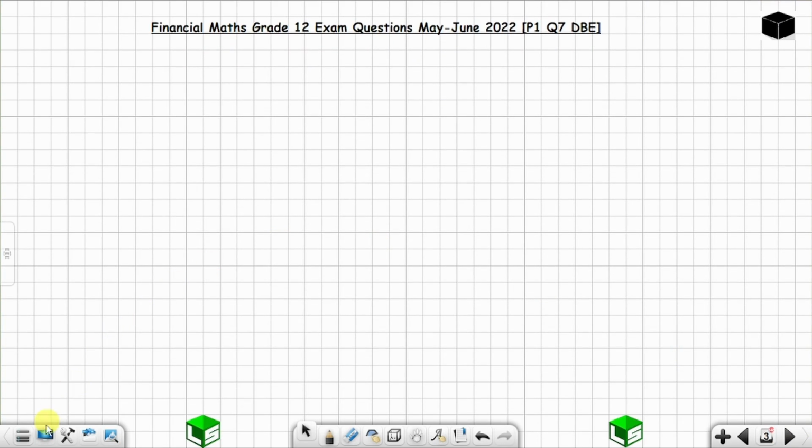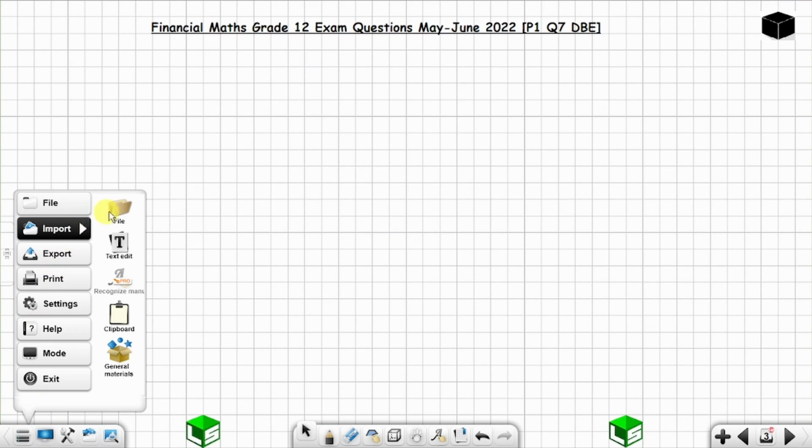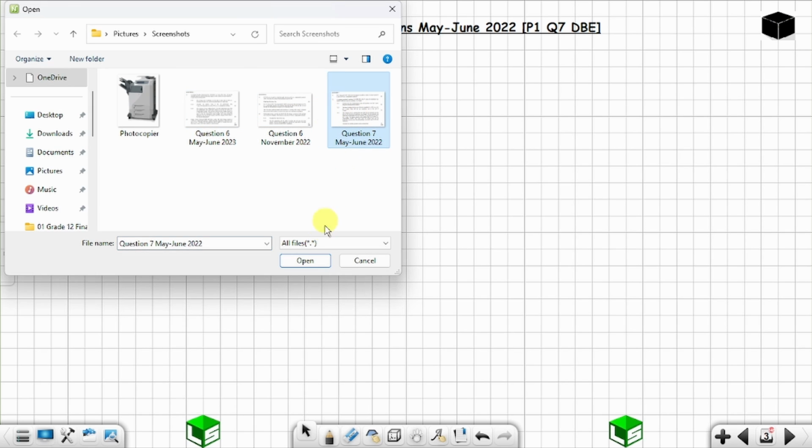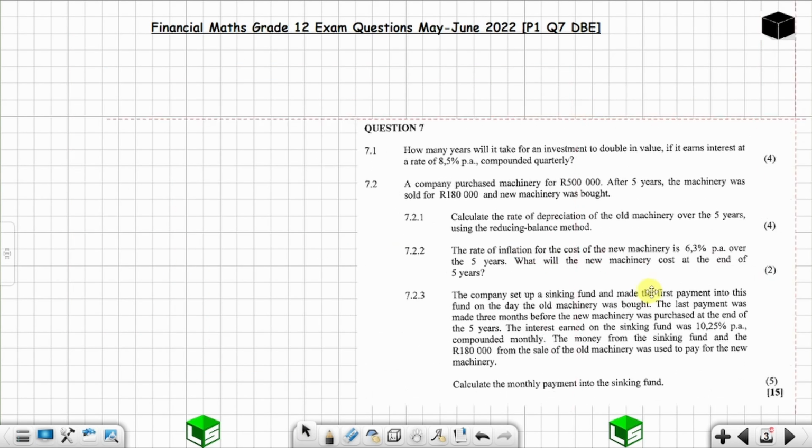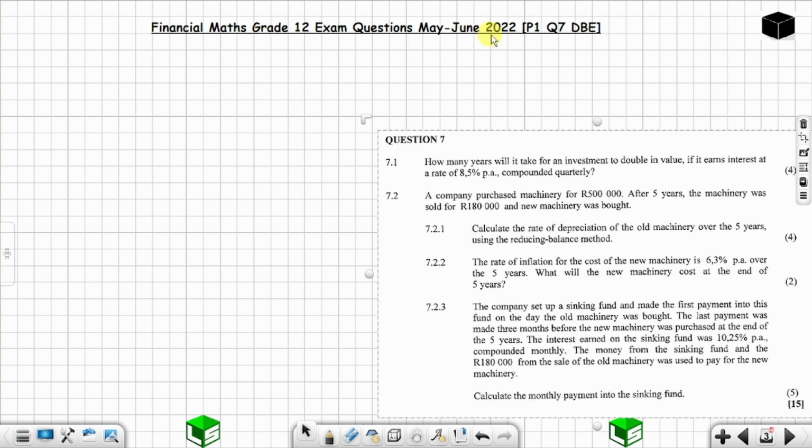Let me get the question again. Question 7 from May June 2022. 7.1, how many years will it take for an investment to double in value if it earns interest at a rate of 8.5% per annum compounded quarterly? This question is 4 marks.